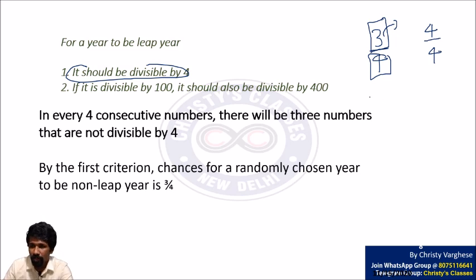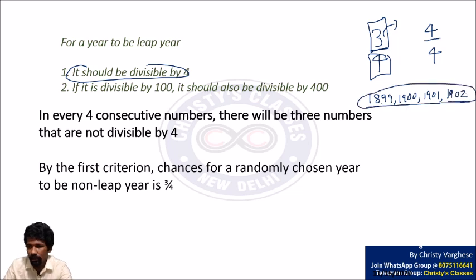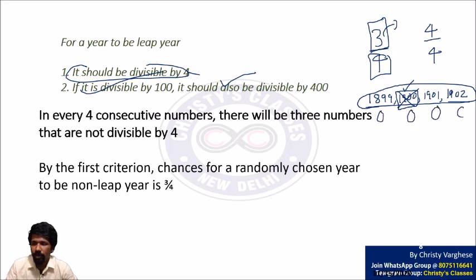For example, if I take 1899, 1900, 1901, 1902, these are 4 consecutive years. There is not even one leap year in this, because the only number which can be a leap year is 1900, because it is a multiple of 4. But as it is a century, the second criterion is applicable. It should be divisible by 400, but it is not divisible, so this is not a leap year. So this is an ordinary year, this is an ordinary year, this is an ordinary year, this is an ordinary year. For your information, 1902 is not a multiple of 4, it is only a multiple of 2. So all these are ordinary years.